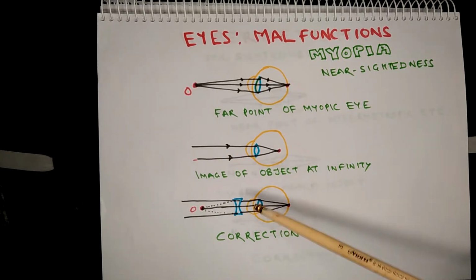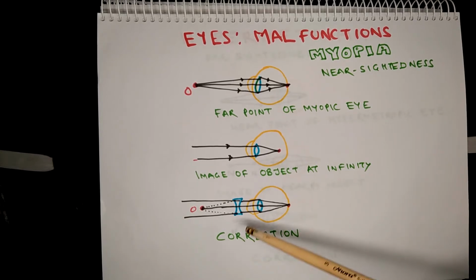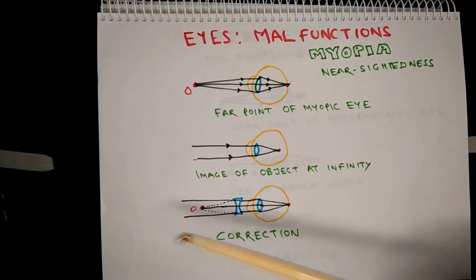This problem is rectified by using a concave lens of suitable focal length. So what does the concave lens do?